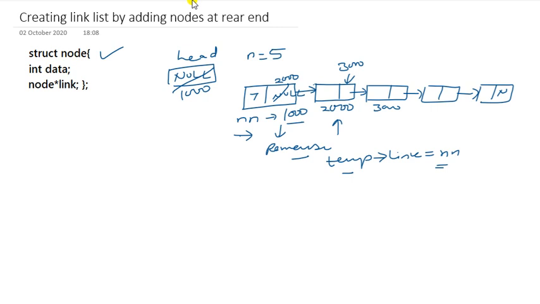Now when you go for the next iteration, because you are using a loop, for a new node, what do you do? Remember this nn as temp. Then when again you create a new node, in that new node the link will be null because that is the last node, but the previous node temp's link will be nn. So this is how you are supposed to write the code. You have to add the node.